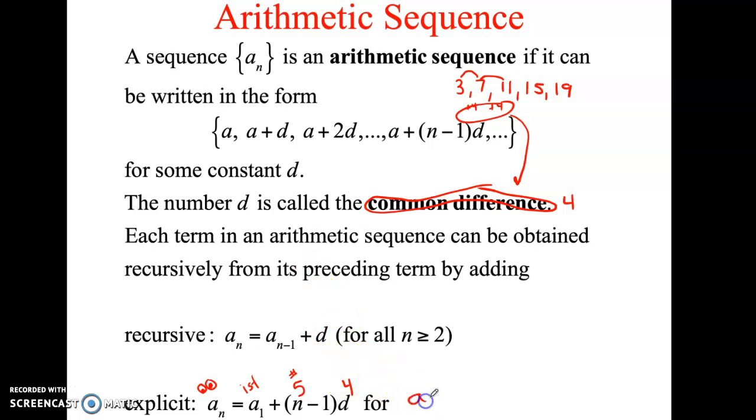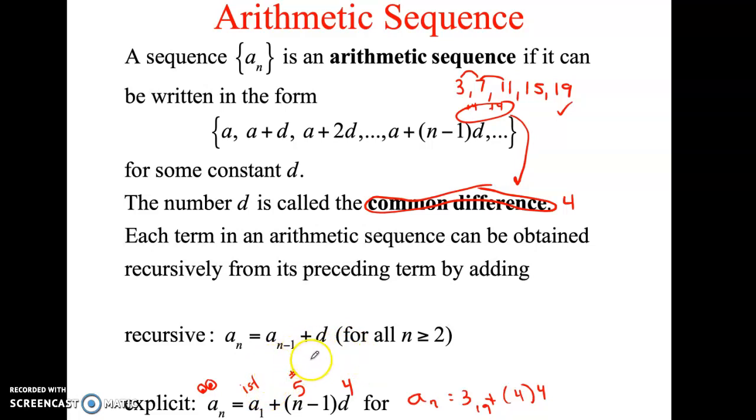So what does A sub n look like? What is the value of the 5th term? Just substitute. Our first term is 3. We are looking for the 5th term, so 5 minus 1 is 4, and the difference is 4. When we simplify, we get 19, which is correct, just to prove it to you. That's explicit: you put in the number of the term you want and you get the value.